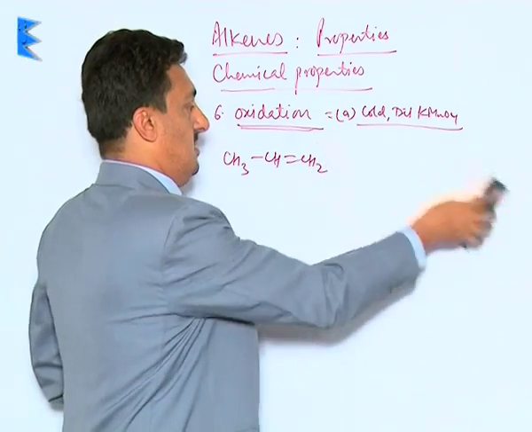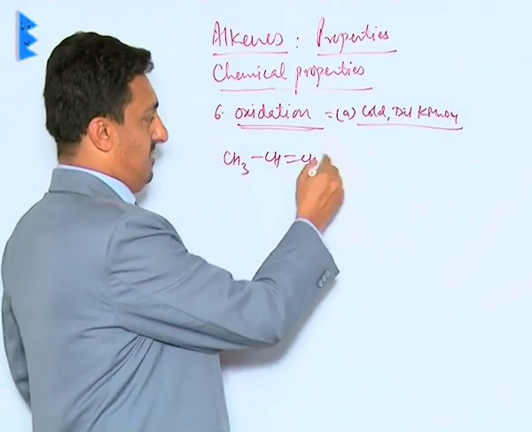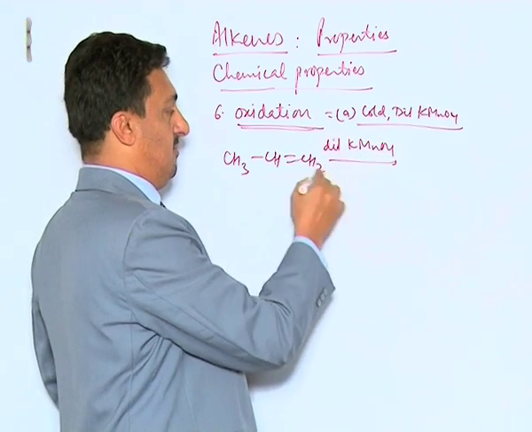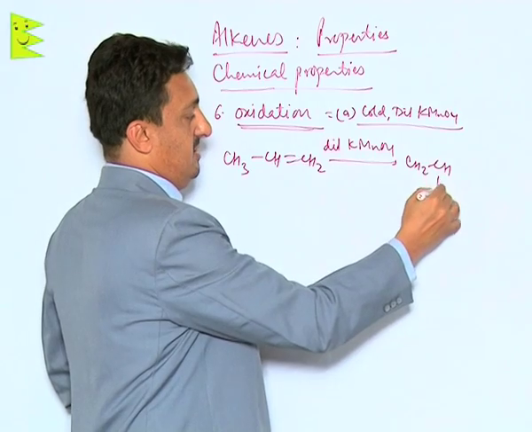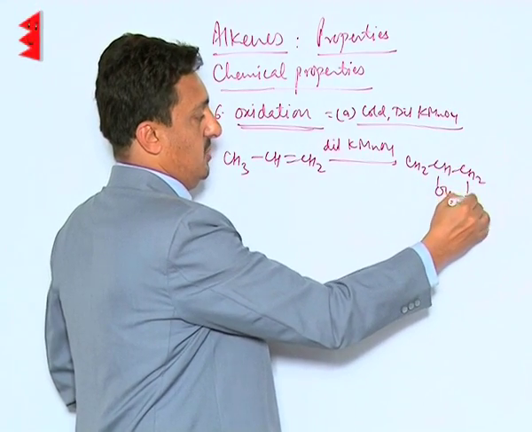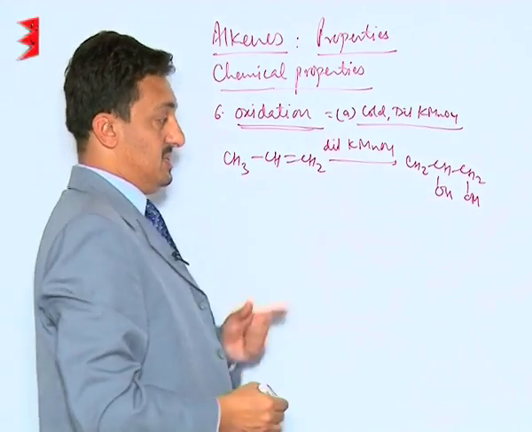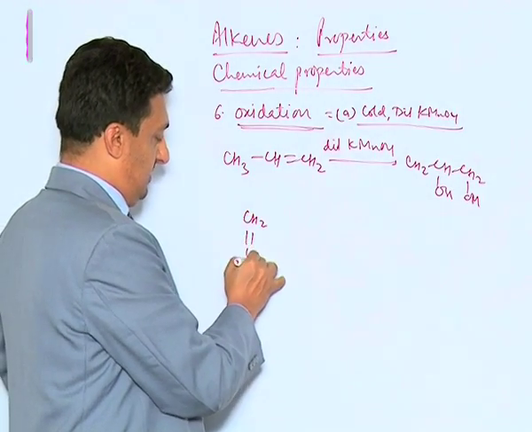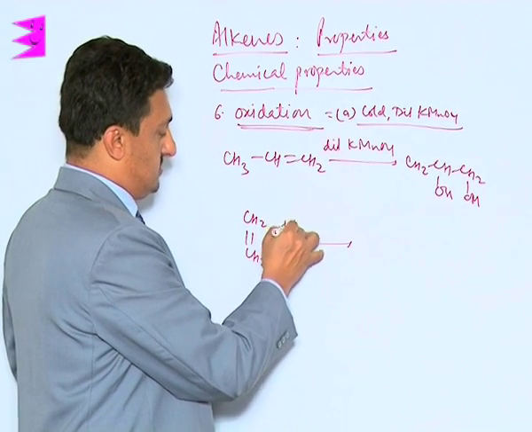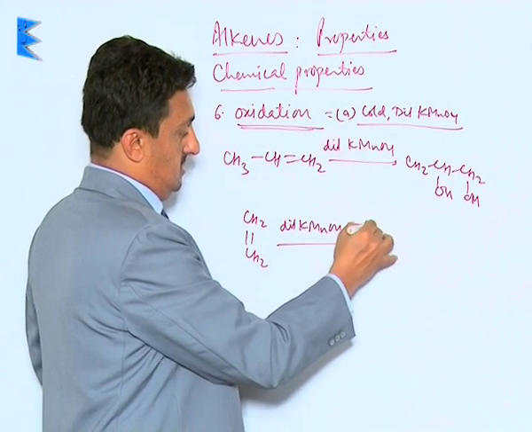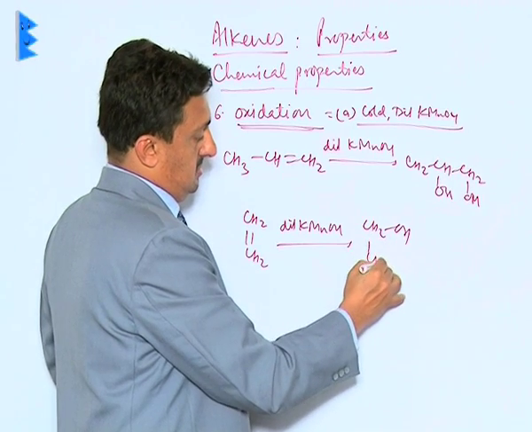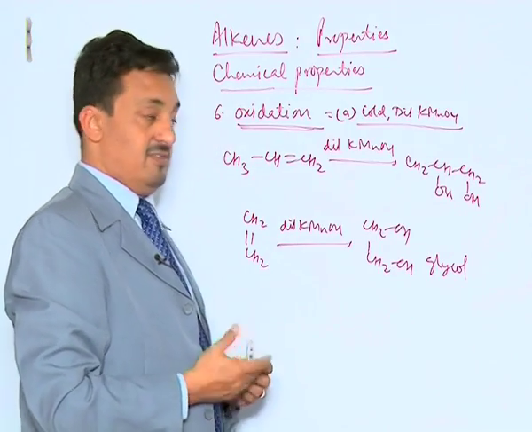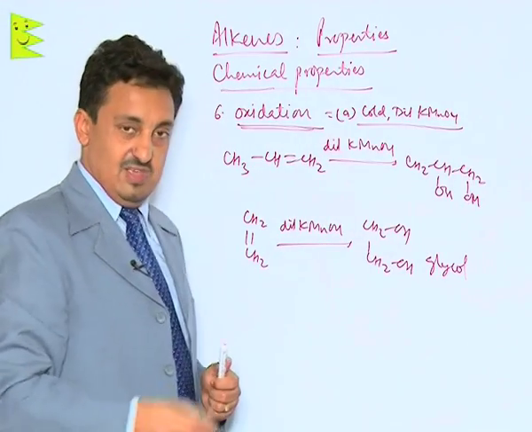Now let us see how this reaction takes place. When this is reacted with dilute KMnO4 or alkaline KMnO4, the product obtained is CH3CH(OH)CH2OH. So what we get is propane-1,2-diol. If we take ethene in this, remember the product obtained is glycol. So a very interesting product, and this is what oxidation is, addition of oxidants taking place.